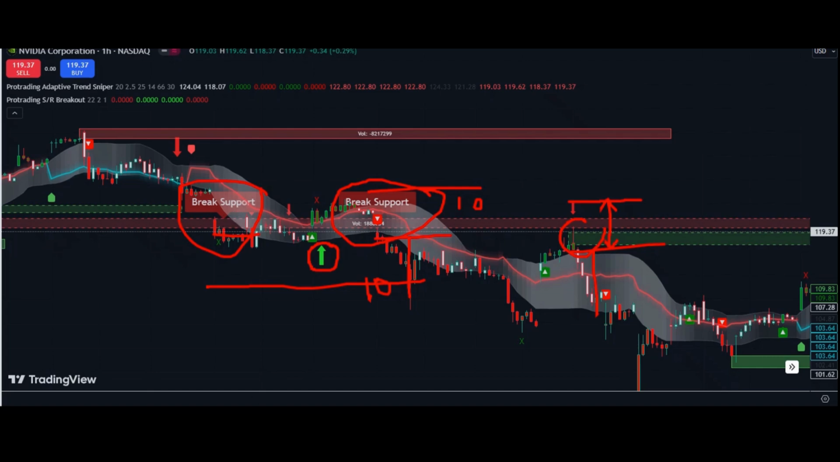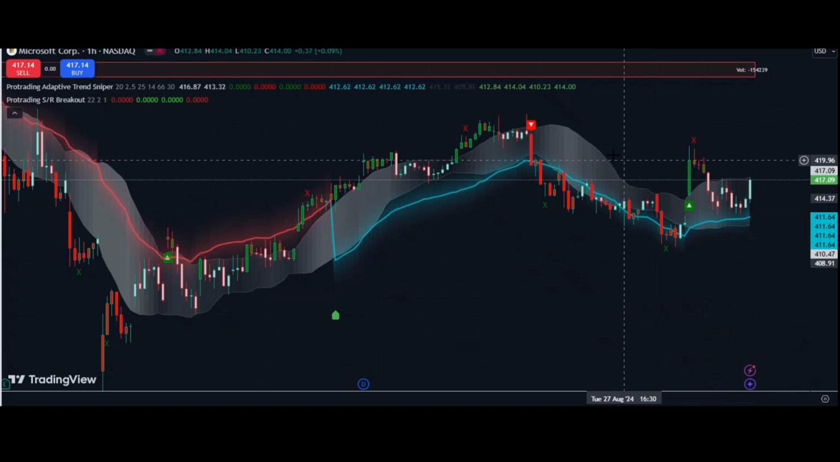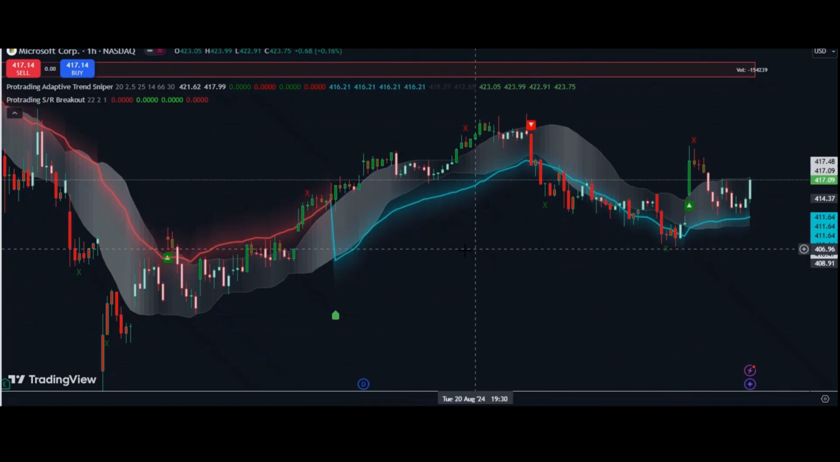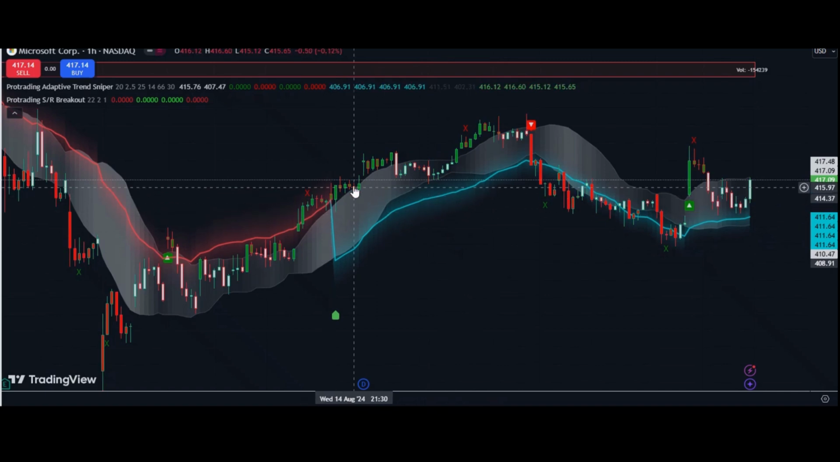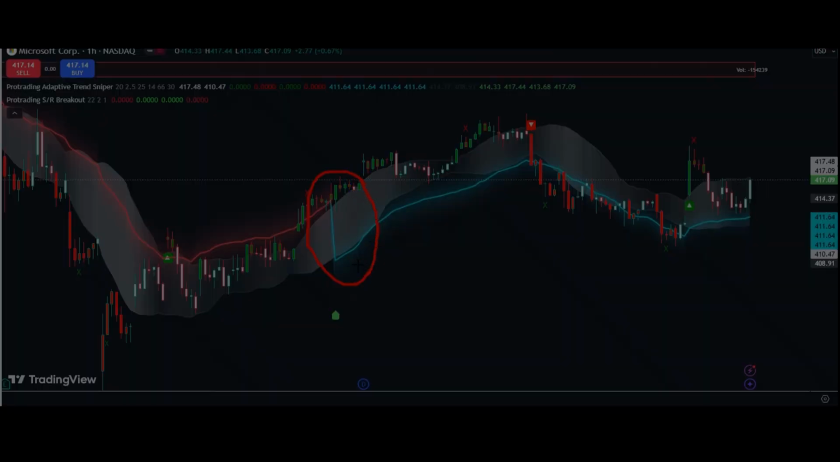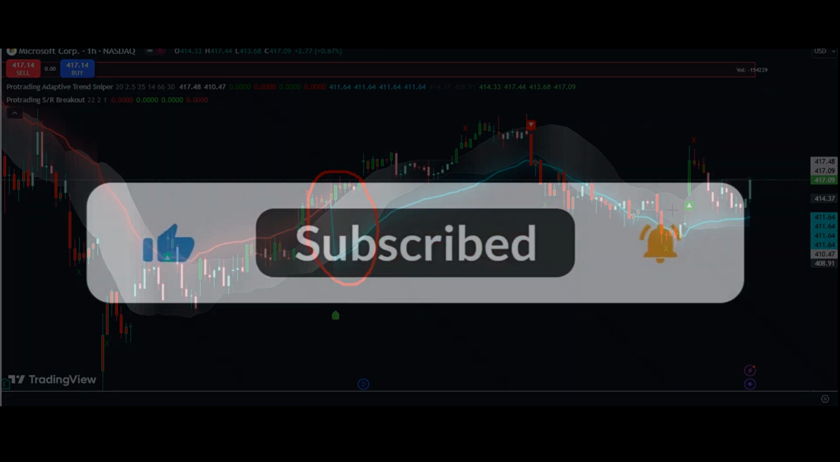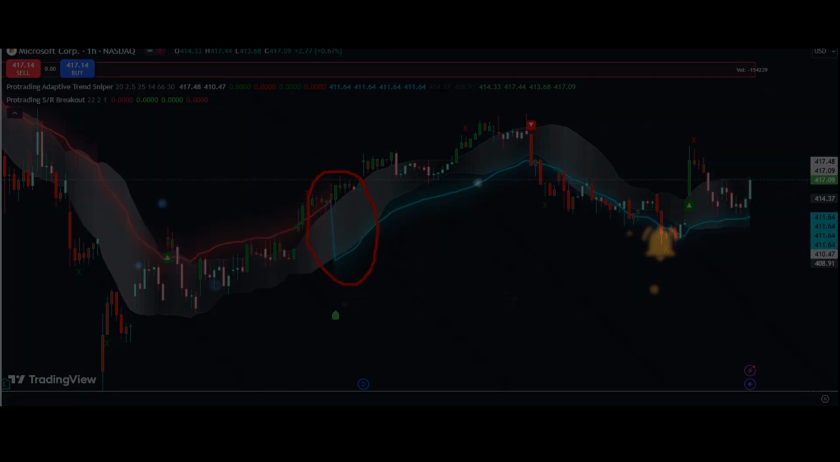Okay, this is a Microsoft stock. So you see here, from this point, you get a signal telling you that currently we are moving to an uptrend. But if you see in this signal, there is no signal given based on our strategy.